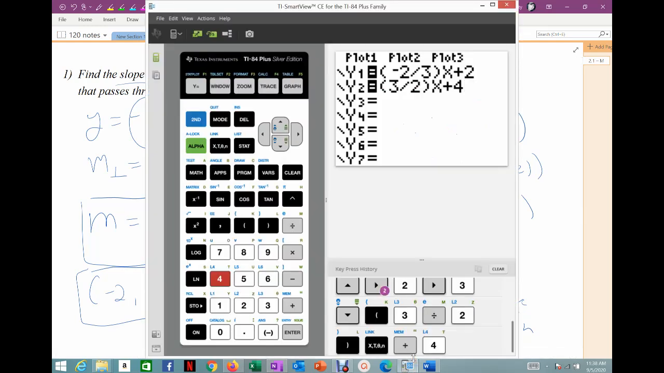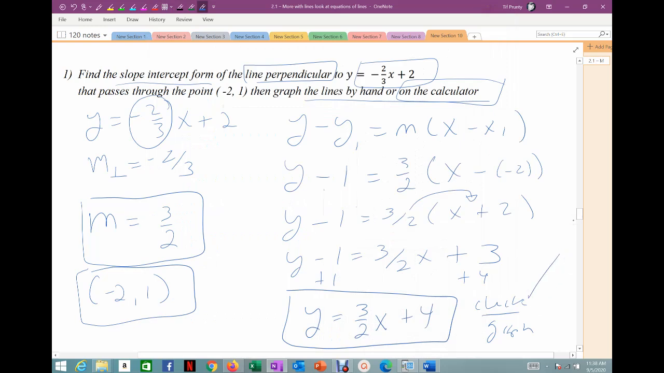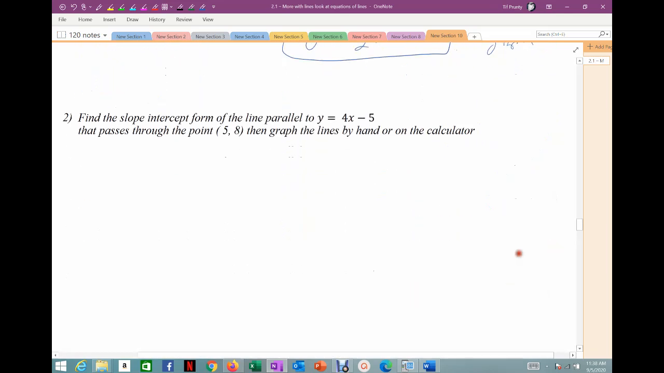Before I graph, the standard window should work. It's the same window I had before. And again, because it's not square, it's a little hard, but that looks reasonable, and it is the correct answer. So when we graph it, we can say, yes, it looks reasonable. So again, I'm going to say it checks graphically. So there's finding a perpendicular line. The next one is finding a parallel line.